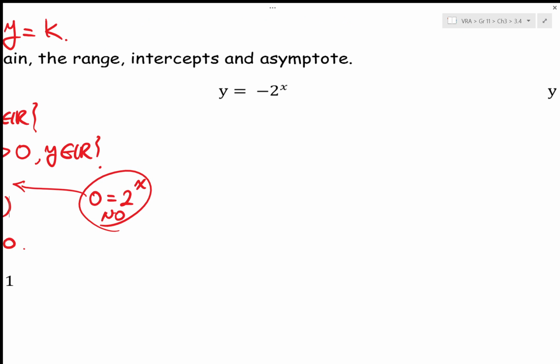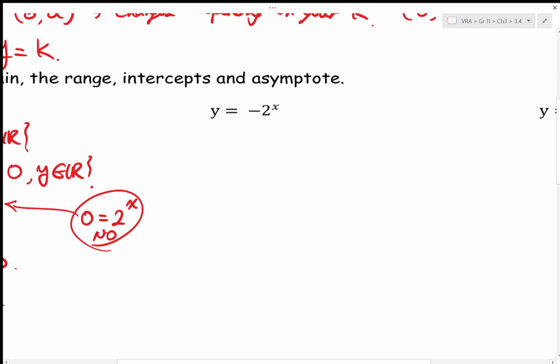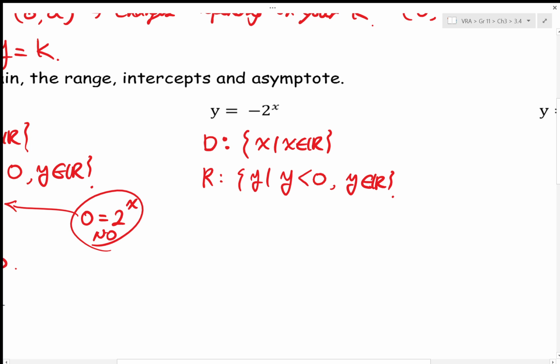Now then let's take a look at this one. So same, our domain is x as an element of real number, right? It's always, always, always that. So it's kind of a freebie for you if you see this on the quiz or the test. Now then the y: you have negative 1 in front of the 2, not included in the 2 to the power of x. So y is less than 0, because the k value is 0 because there's no value at all. And then y is an element of real number.